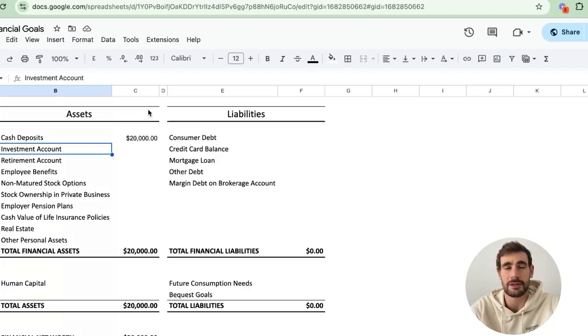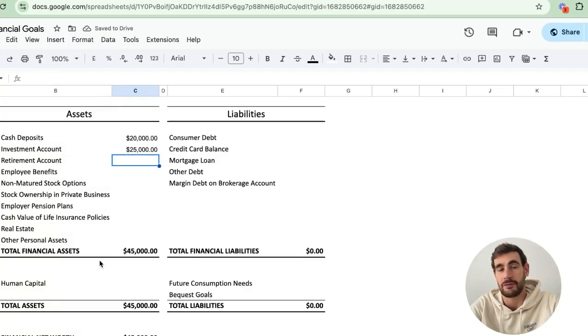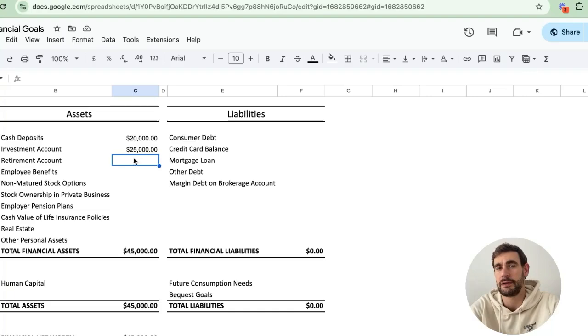In the investment account, you include the value of all the portfolios that you have among the various brokers. Let's say that you have $25,000 in investments. In the retirement account, if you have a specific retirement account that is usually tax deferred or has some benefit on taxation, you can also put it here. Let's say that you have it at 10,000.